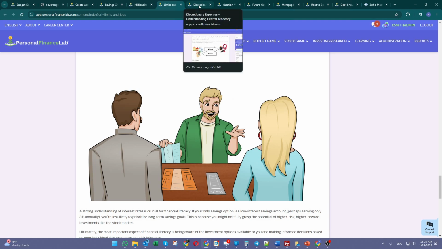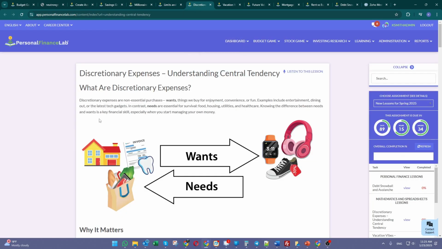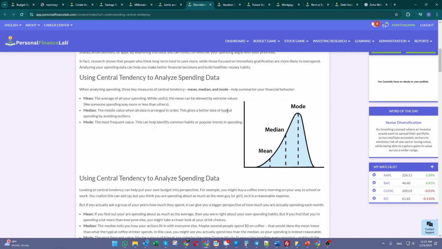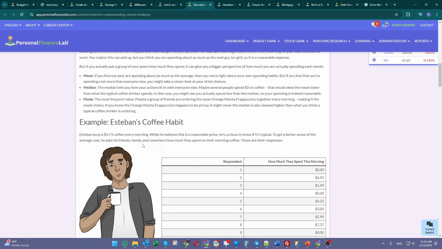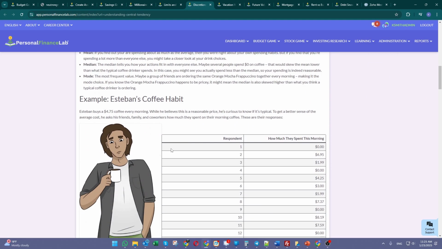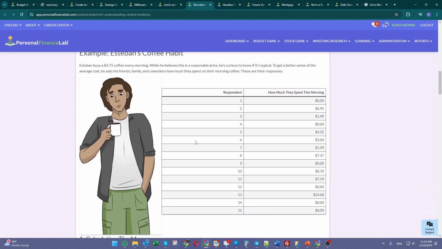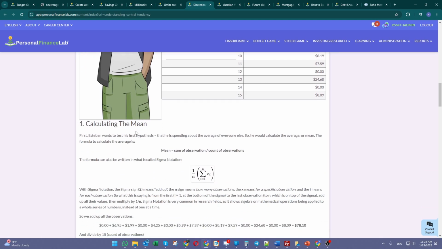The next lesson is actually a lot simpler. It is discretionary spending and essential tendencies. So this is talking about wants and needs, connecting this with the mean, median, and mode. And so what this does is we have Esteban here, who is trying to think about how his spending on his cup of coffee is actually impacting his finances. And is that okay? So he asks some people he knows how much they spend every morning on breakfast and drinks. That way he can try to figure out how he does compared to everybody else.